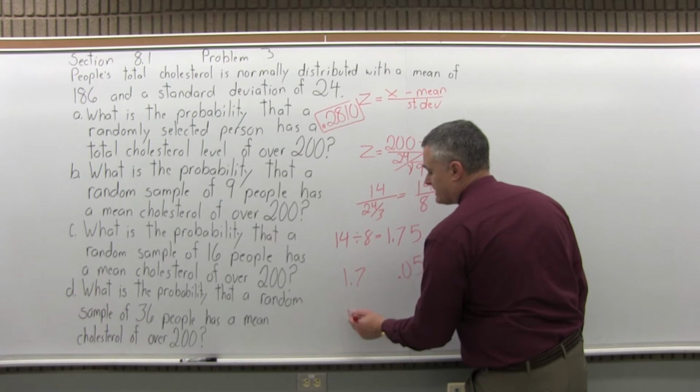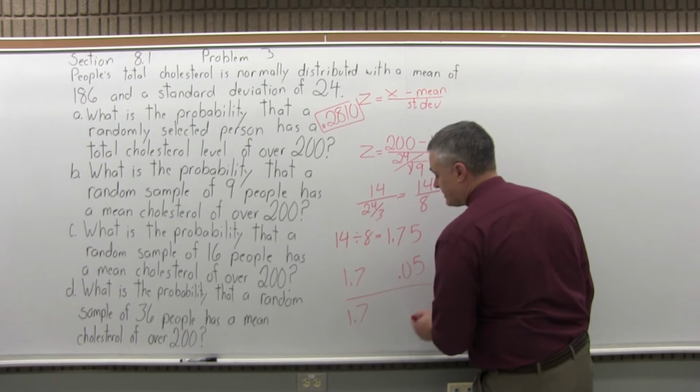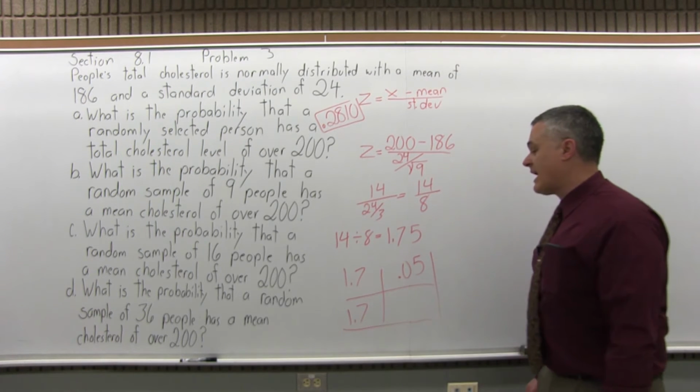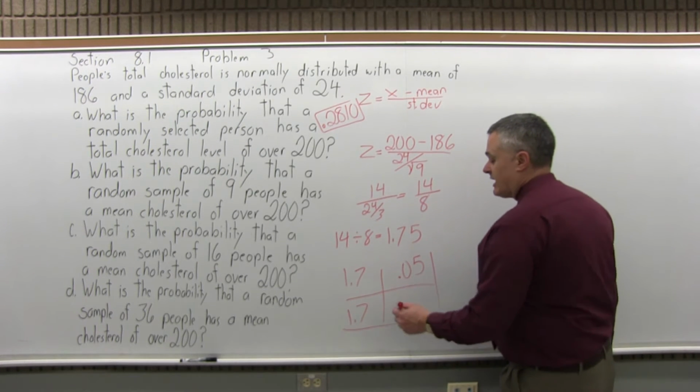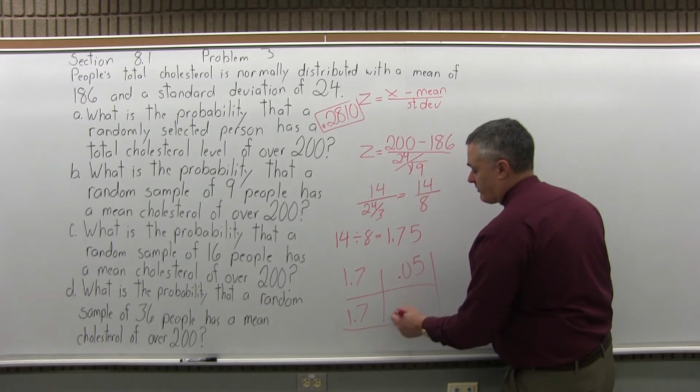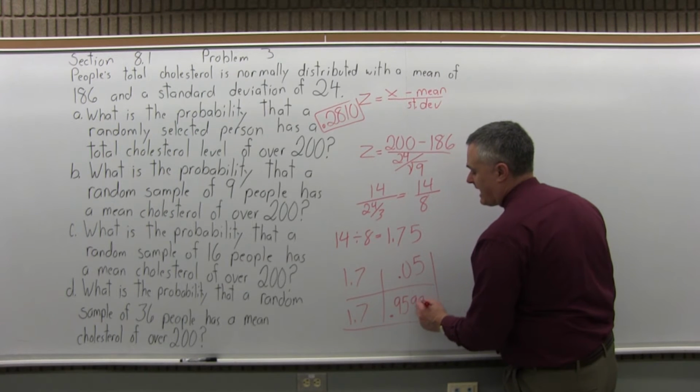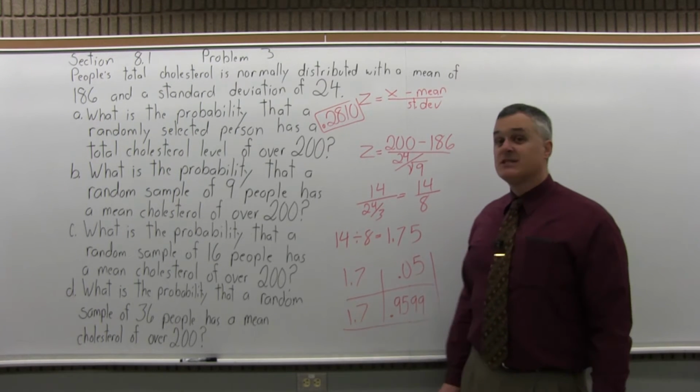You go to the 1.7 row, positive 1.7. Follow it out until you're under the 0.05 column. And you'll see that row of 1.7 and the column of 0.05 will intersect at 0.9599. That's the value from the chart.